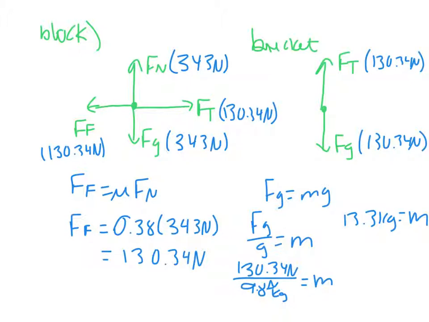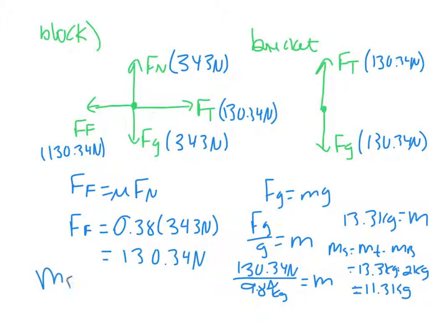It's asking for how much sand needs to be added to the bucket. So the mass of the sand would be the mass of the total minus the mass of the bucket. So 13.3 kilograms minus 2 kilograms, sorry, this should not be 11, this is minus 2 kilograms. So this equals 11.3 kilograms. We only have one sig fig, so the mass of the sand is approximately 10 kilograms.